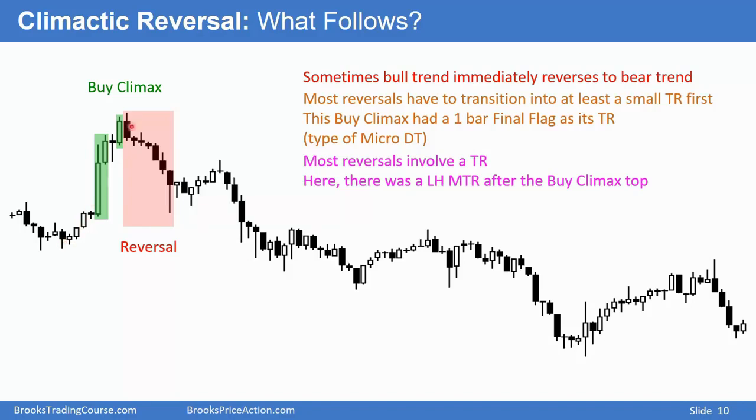Here we had a bull trend, a bear breakout, and then a pullback, retracing at least a third of the sell-off. This is a lower high major trend reversal after a buy climax top. Even though you can call it a V top, it still involved a small trading range. I would call it consecutive buy climaxes or parabolic wedge, 1, 2, 3, and then over here, this is a lower high major trend reversal.